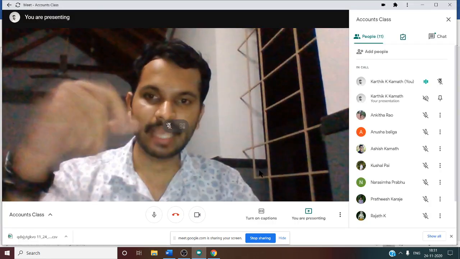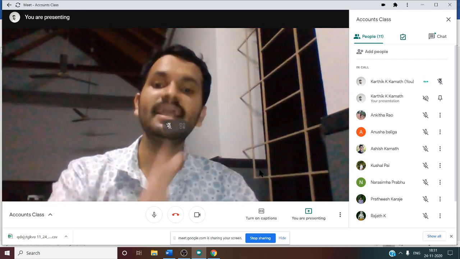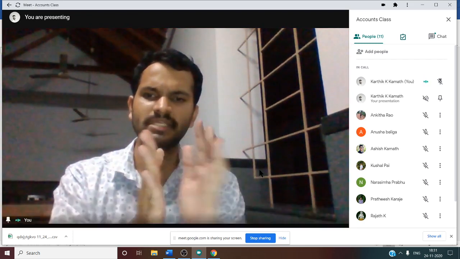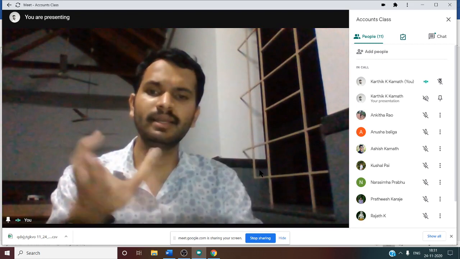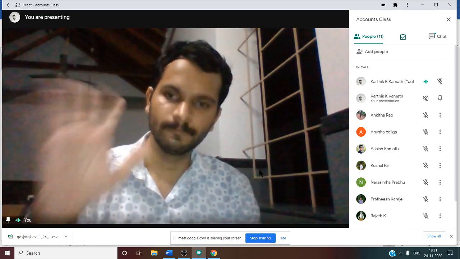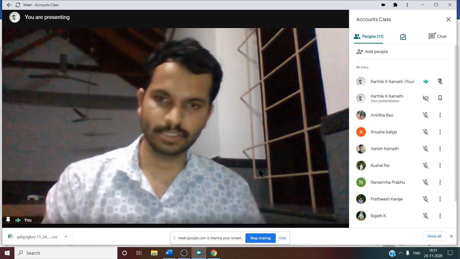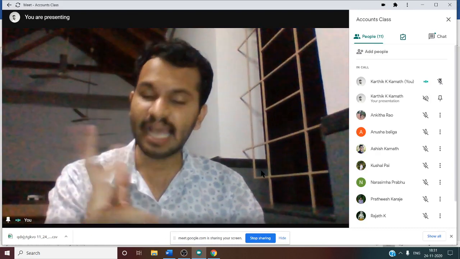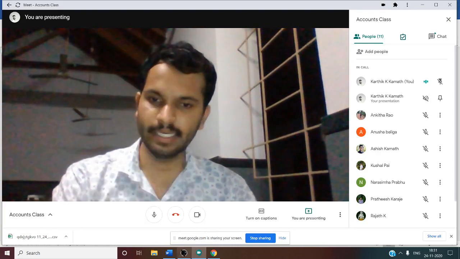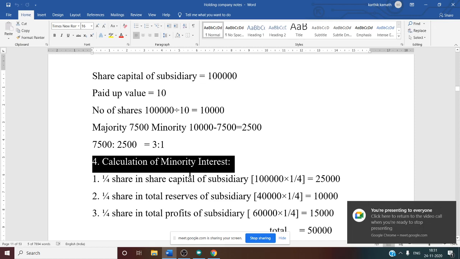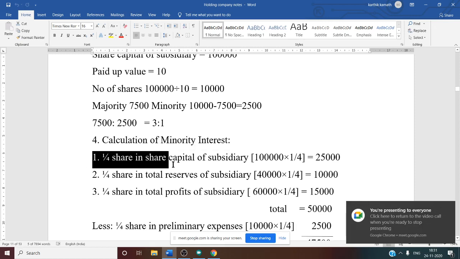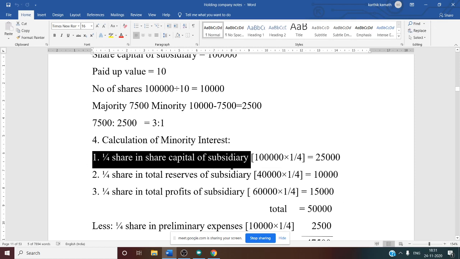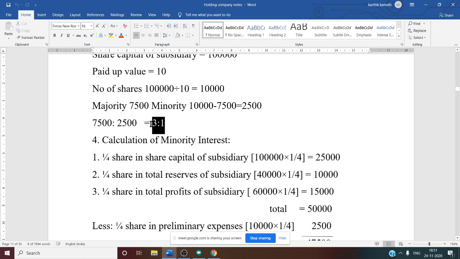Whenever we are calculating minority interest, we want the entire amount of the subsidiary, whether it is for capital, total reserve, or profit and loss. On the entire amount we are calculating minority interest. So let us discuss one by one. First, 1 by 4 share in the share capital of the subsidiary. Why 1 by 4? We have already discussed, 3:1. That is why 1 by 4.